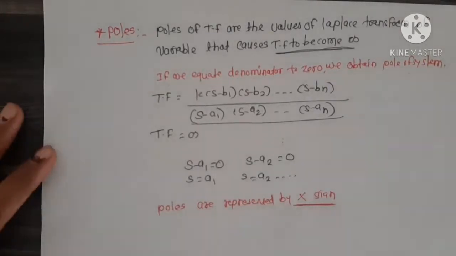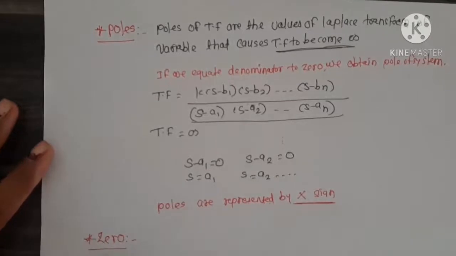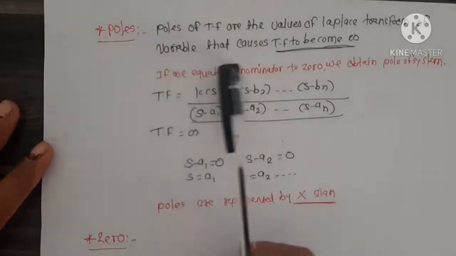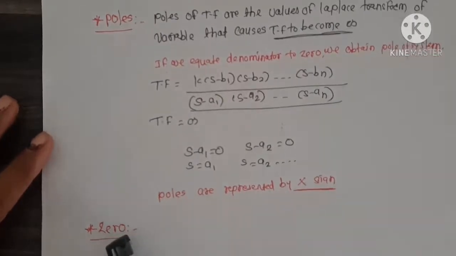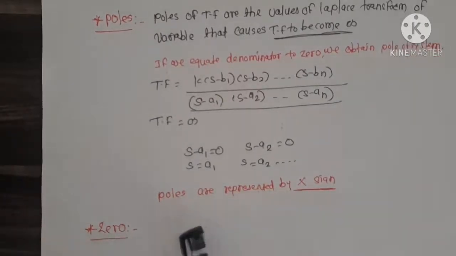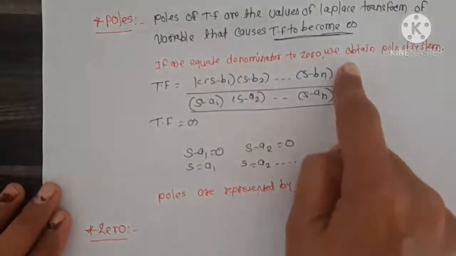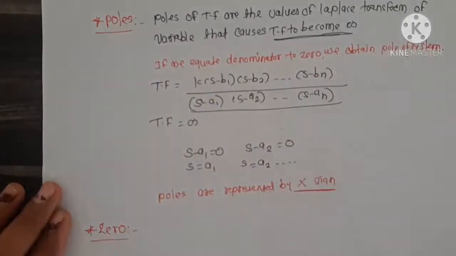Now the next point is zeros. We have to find the zeros of the transfer function. Like poles, zeros of the transfer function are the values of the Laplace transform variable that cause the transfer function to become zero. For finding zeros, the transfer function value should become zero, and that happens when we equate the numerator to zero, because then the transfer function automatically becomes zero.